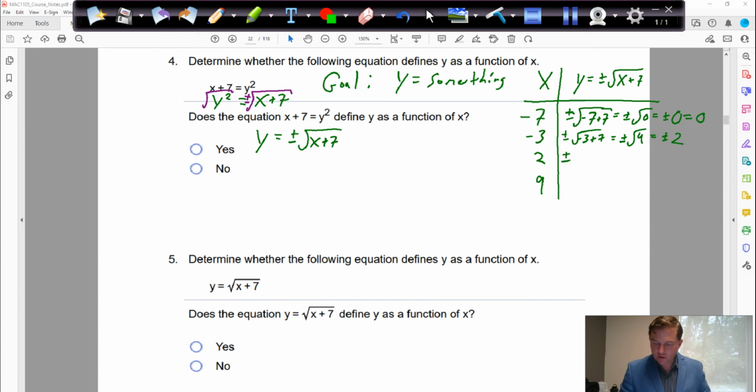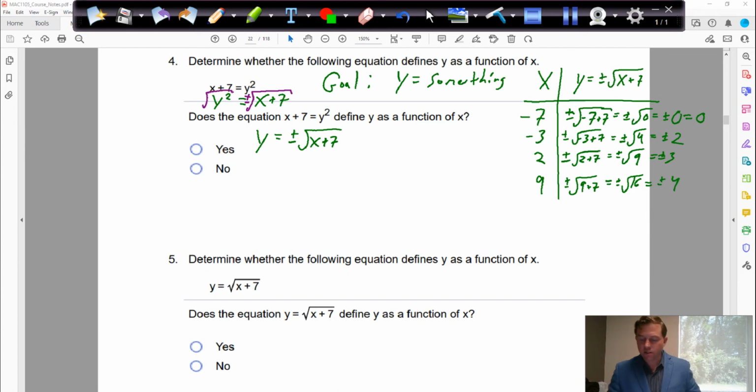Let's try x is positive 2. 2 plus 7, plus or minus the square root of 9, plus or minus 3. And then 9 gives the square root of 16, which is plus or minus 4. So I kind of picked x's a little bit cleverly there to get perfect squares. So 0, the perfect square is 0. Square root of 4 is 2. Square root of 9 is 3. Square root of 16 is 4. But we can still get the graph pretty nicely from this.